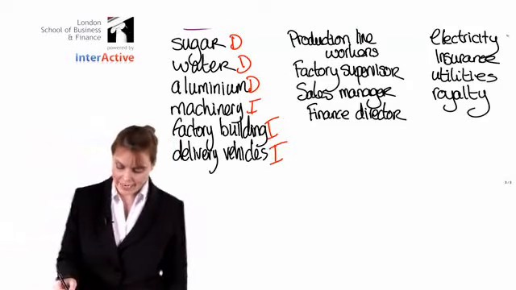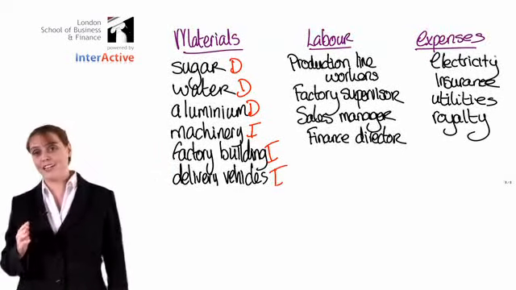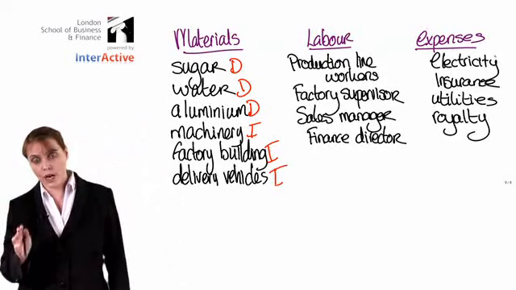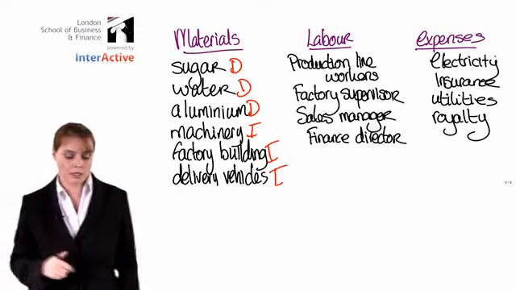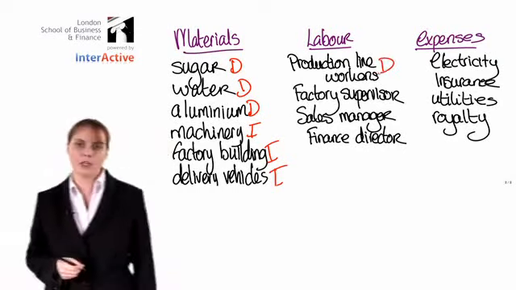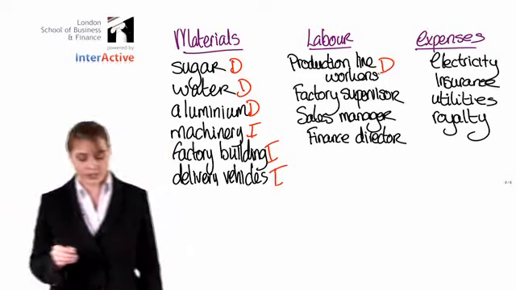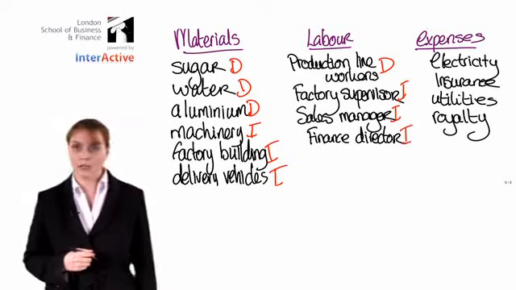Moving on then to our labour costs. This is going to be more straightforward. In relation to our labour costs, there is only one type of employee's salary that might ever be considered a direct cost, and that is our production line worker. Every other wage or salary will be an indirect cost.